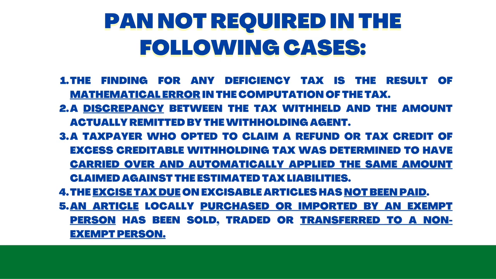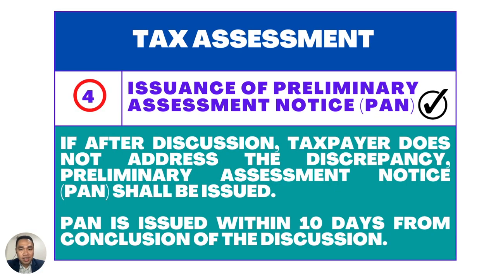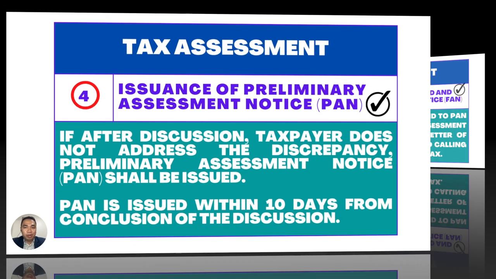Number four, the excise tax due on excisable articles has not been paid. Or number five, an article locally purchased or imported by an exempt person has been sold, traded, or transferred to a non-exempt person, in which case a formal letter of demand and final assessment notice shall be issued outright.